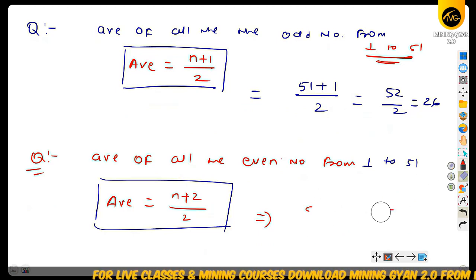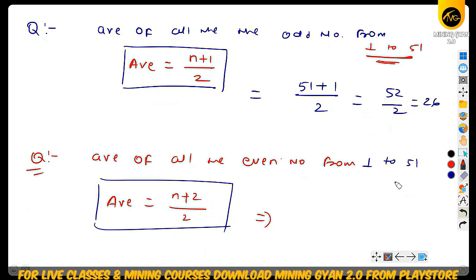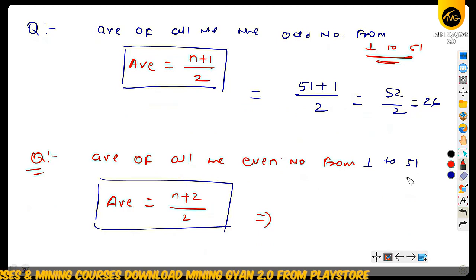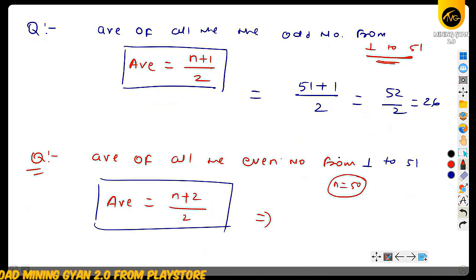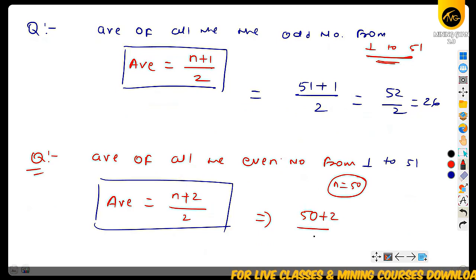Because there is a twist. 51 is not an even number. Basically, the last even number will be 50. Okay, so this is the confusing point. What will be the last number? n is not 51. It will be n is equal to 50. That is the last even number between 1 to 51. So that's why we can use 50 as n. So that's why 50 plus 2 divided by 2.